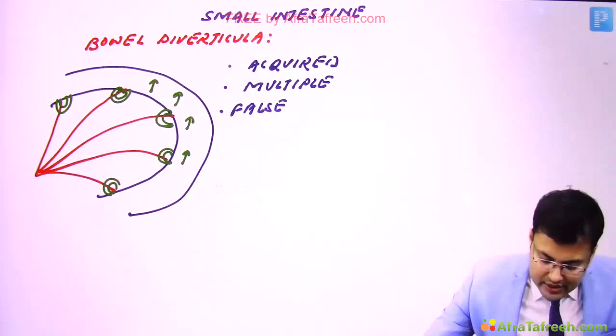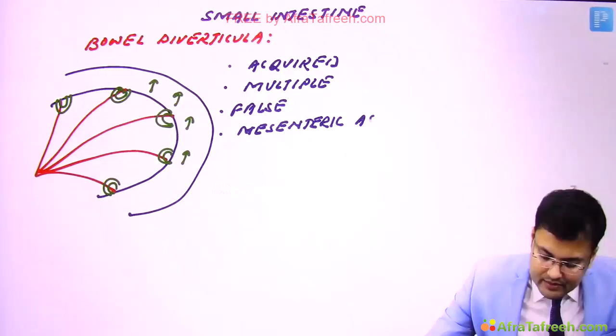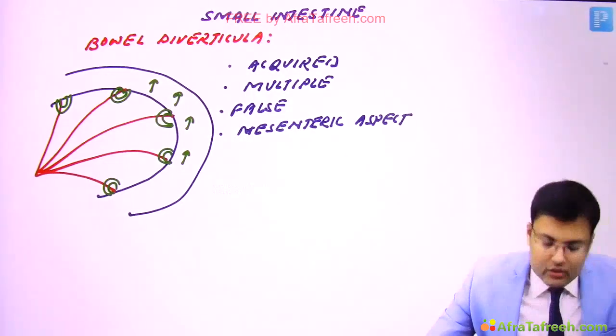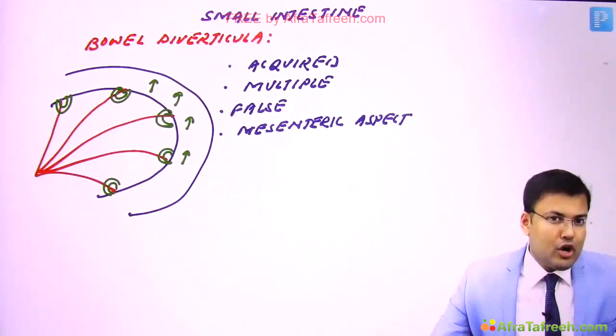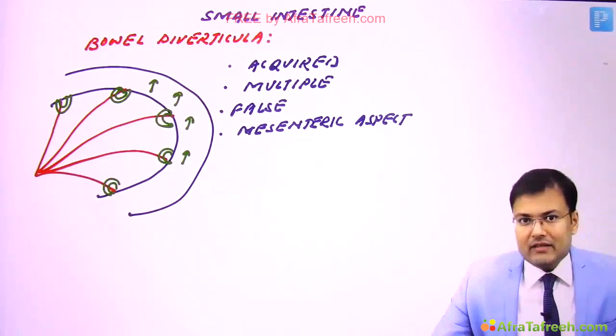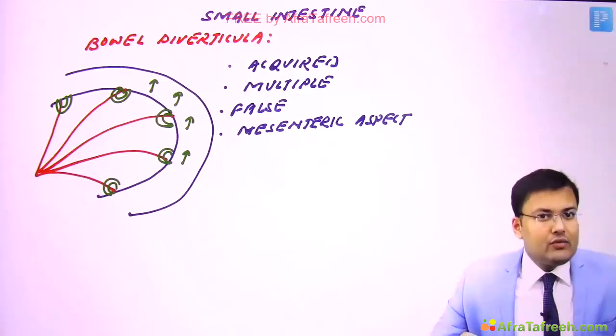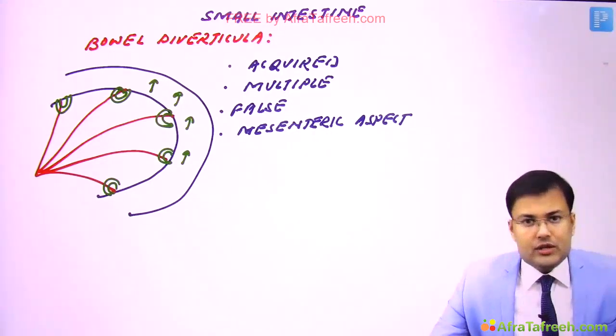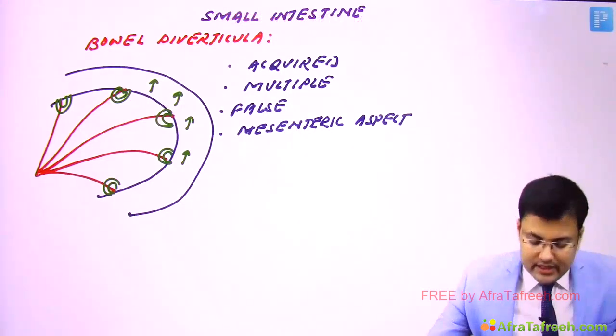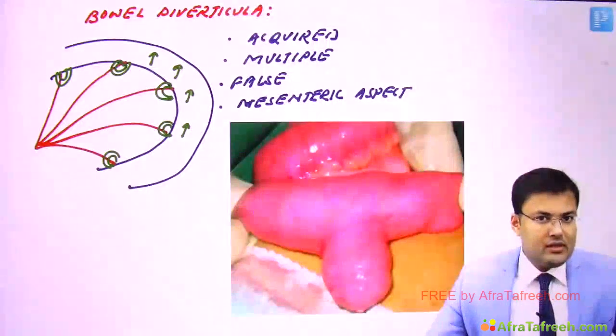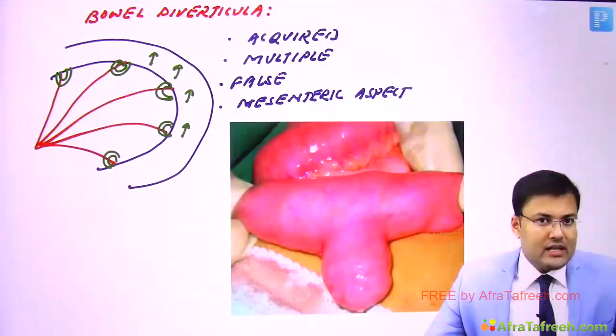So here it is located along mesenteric aspect. Clear? So this is applicable for both small bowel as well as large bowel diverticula. Now see, there is one diverticula which is just opposite to this, and what's the name? See the diagram. So this was an image based question, and this question was asked in many entrance exams. What's the name of this diverticulum?